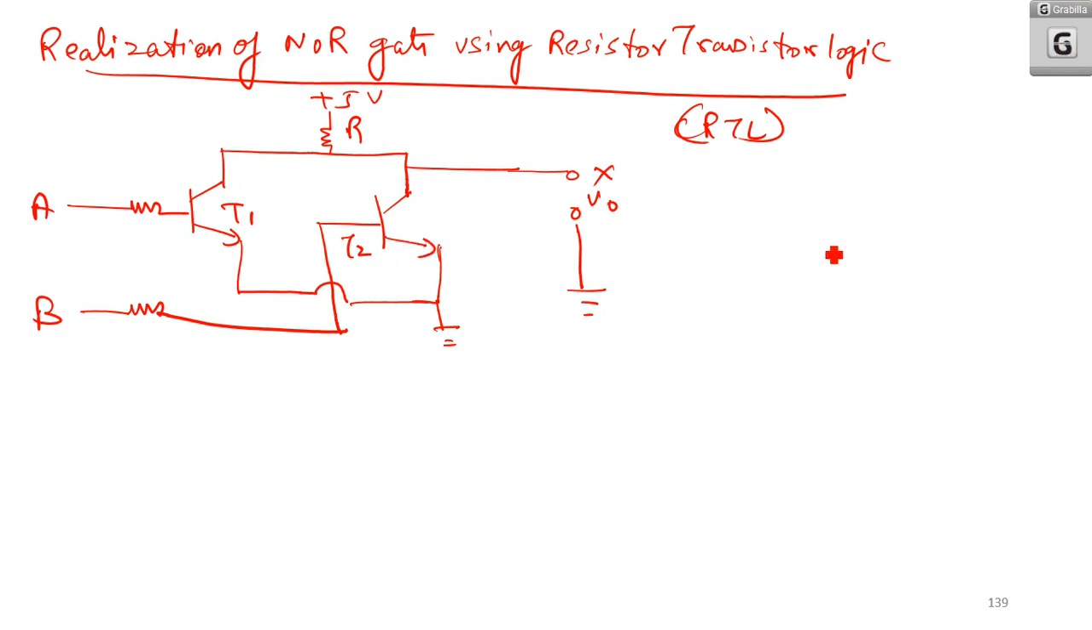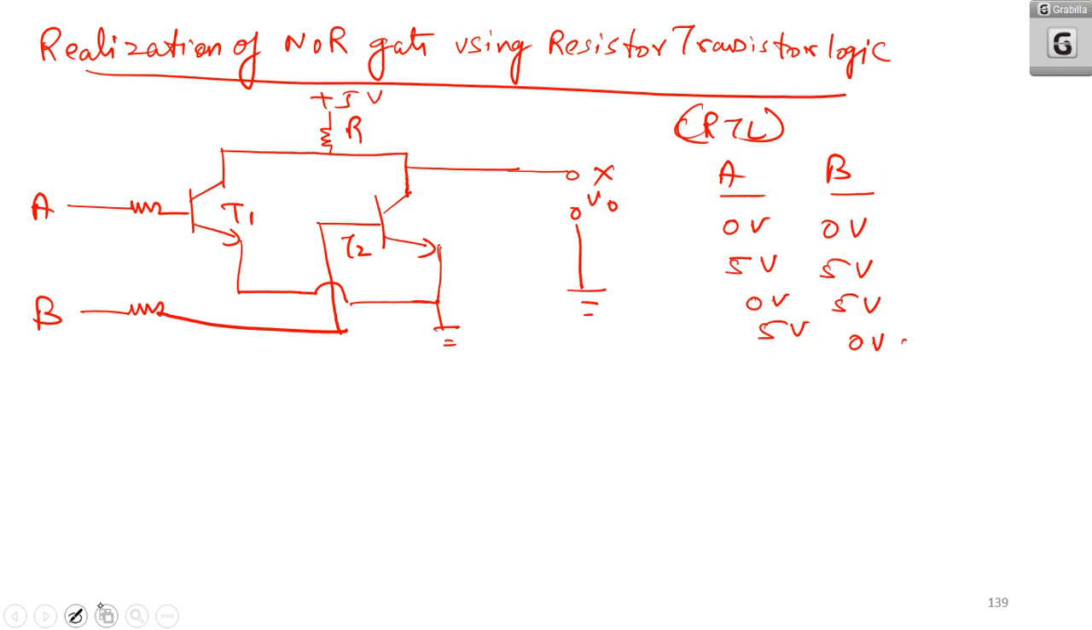Now I have the following cases. So I will give the values of A and B. First, A is 0 volt, B is 0 volt. A is 5 volt, B is 5 volt. A is 0 volt, B is 5 volt. A is 5 volt and B is 0 volt. So in these cases, let us examine how this circuit works.